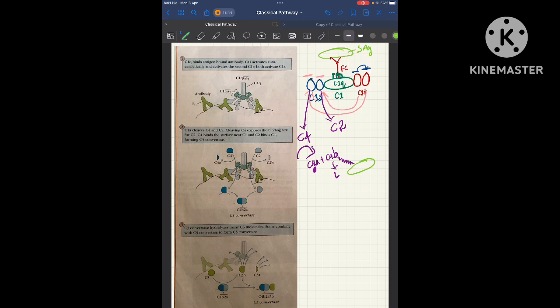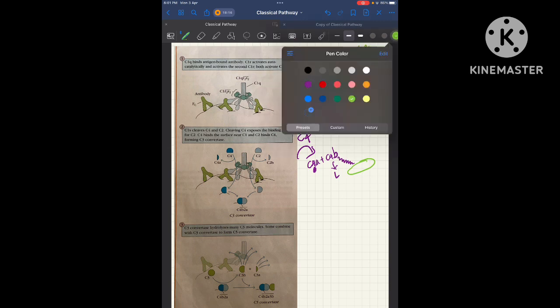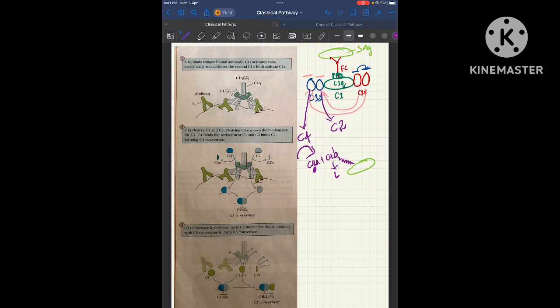Similarly, C1s can also cleave C2. Once the C2 is cleaved, it generates C2a plus C2b. C2b is the smaller subunit. So when a smaller inactive subunit is cleaved off from the C2, it generates the larger subunit C2a.